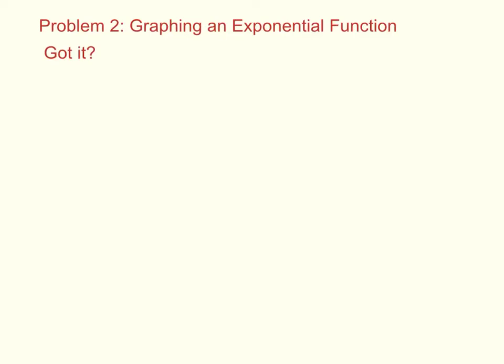All right, our Got It problem on problem 2 is going to be graphing an exponential function. So now you're going to graph y equals half, or 0.5, times 3 to the x power. Now, knowing this number here is bigger than 1, therefore, your graph is going to be going uphill. Because this is positive, your graph is going to go uphill.